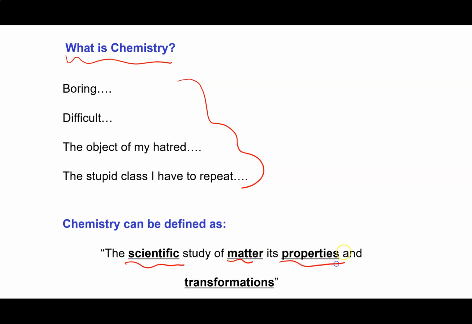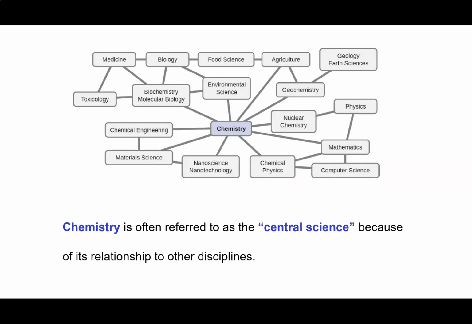the properties of that matter, and its transformations, and sometimes that's referred to as changes of the matter. Okay, so there's 4 terms there. Let's have a look at each of them. So chemistry is part of science, right? So we need to see where it fits into science and define what we mean by science.